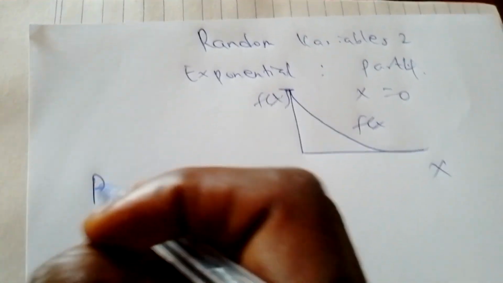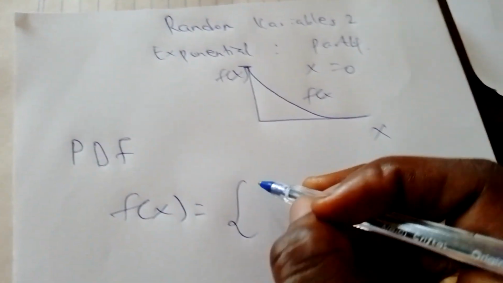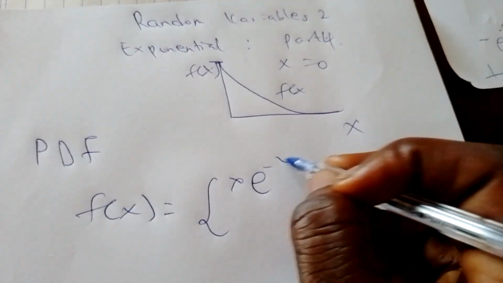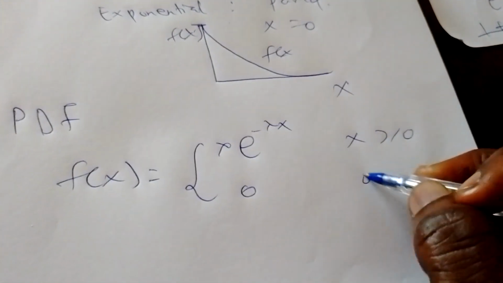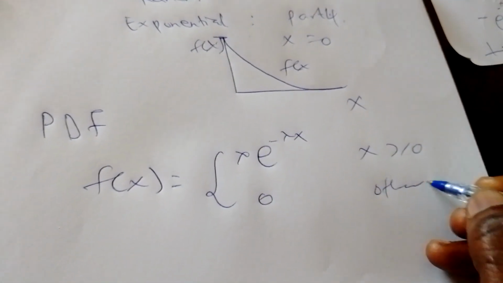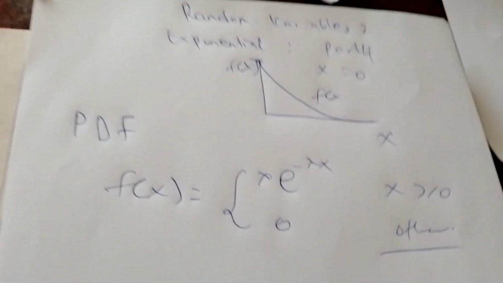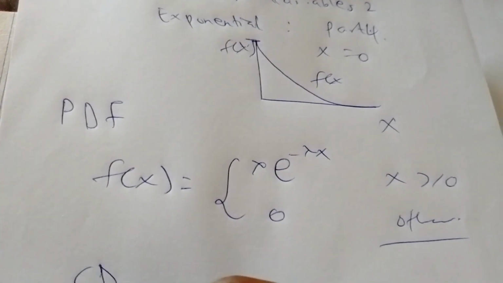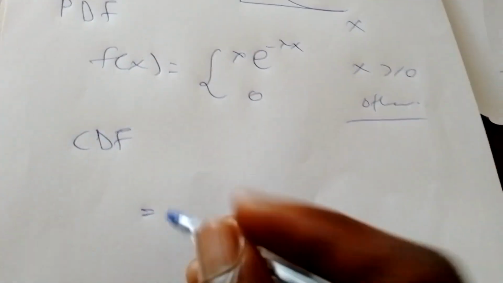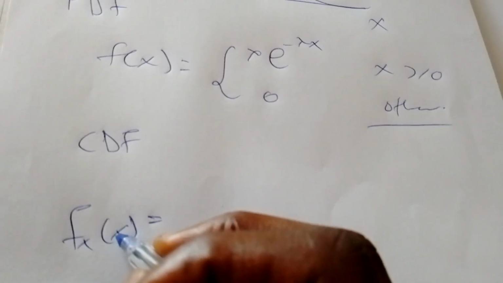When we define our probability density function, you see why this makes sense. With your probability density function, you have lambda e power negative lambda x for x greater than or equal to zero, and it's zero otherwise. Okay, so this is how it's defined. Then from here we can define our CDF, F of x, sorry.